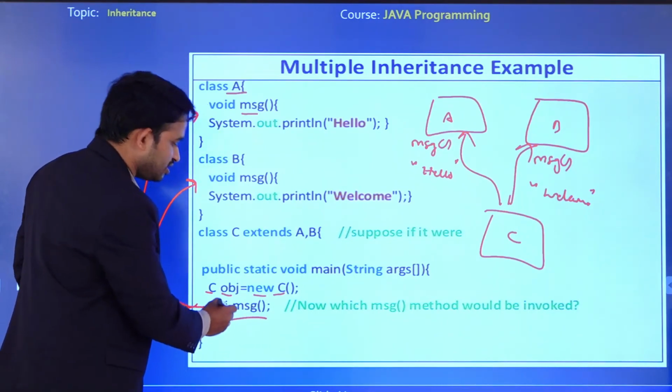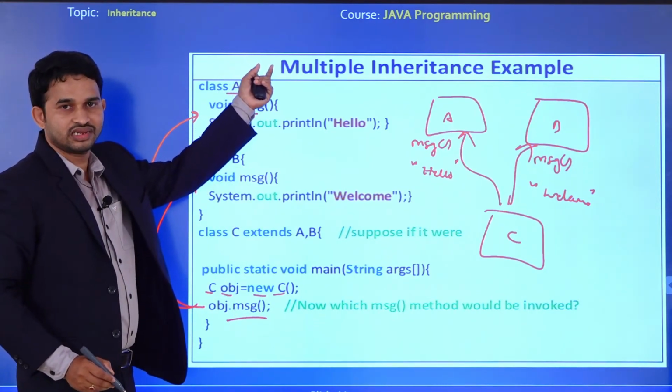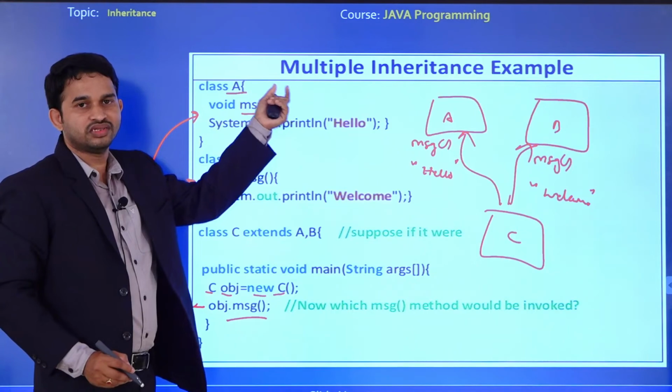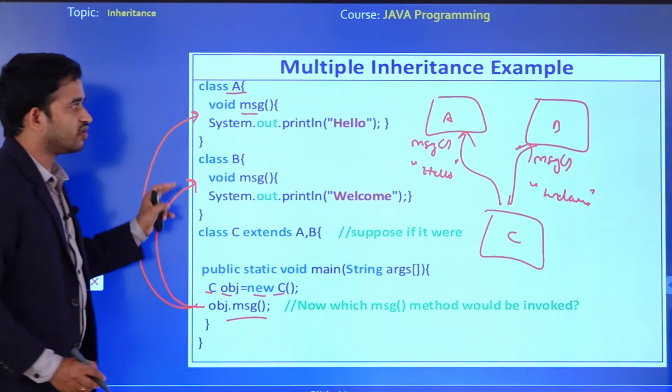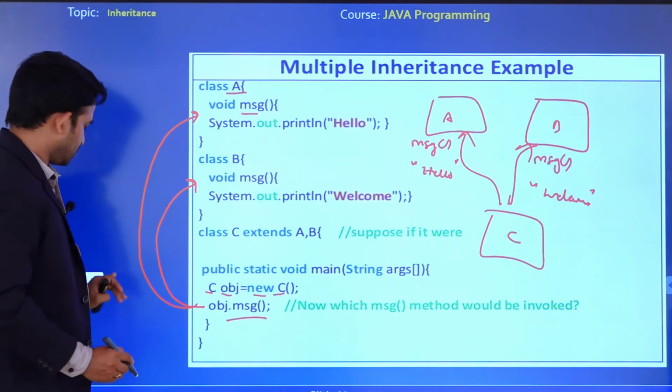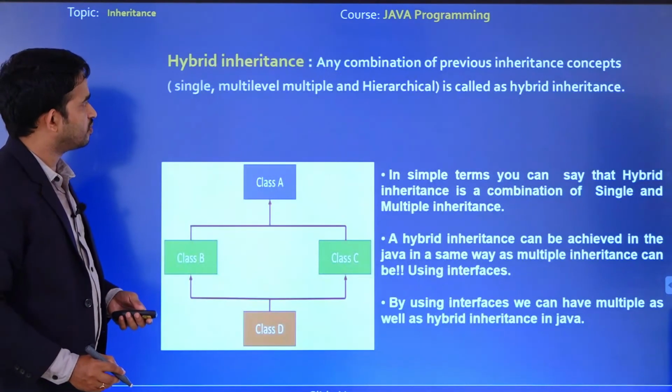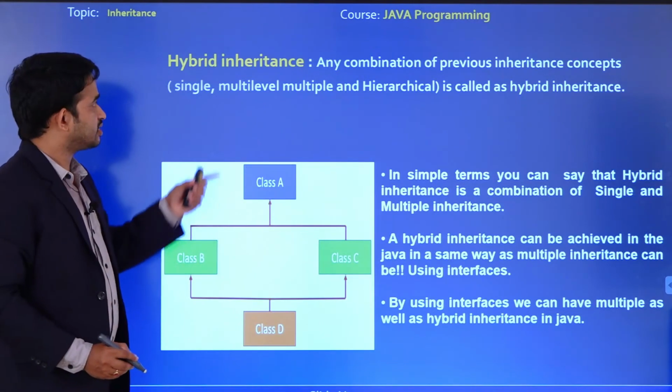This problem is not supported in Java. So that is the reason multiple inheritance is not supported in Java. This is possible with the help of the interface concept. So this is about multiple inheritance in Java. Next we go for the last type of inheritance, hybrid inheritance.